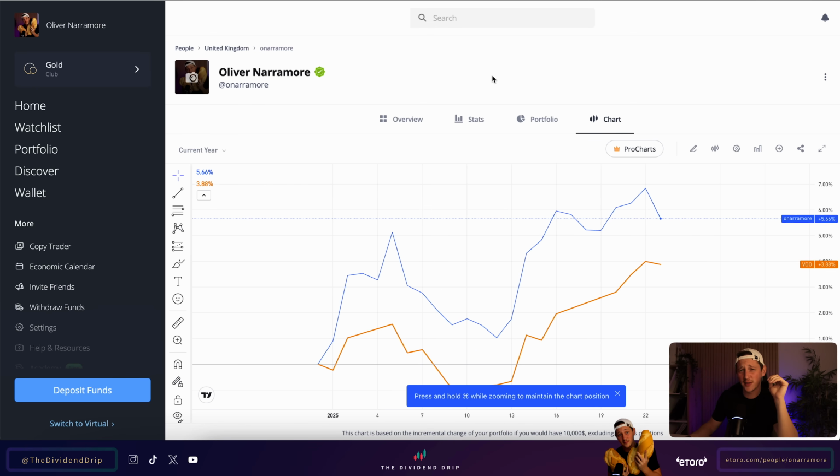I don't really use this. I use TradingView. It allows you to dig into the data in a lot more detail, and it gives you a lot of different indicators.